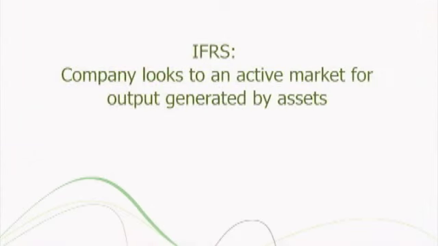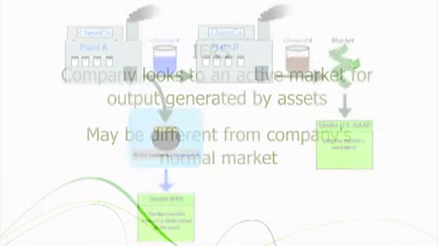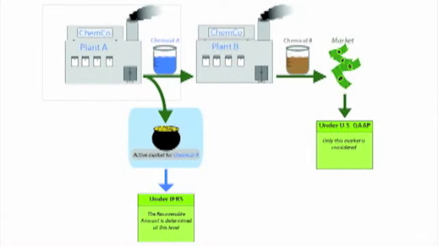Under IFRS, the company looks to an active market for the output generated by assets. This may be a different market from which the company normally operates. For example, a chemical company may produce a chemical in plant A, which it further modifies at plant B before selling it. If an active market exists for the chemical from plant A, the recoverable amount is determined at that level.